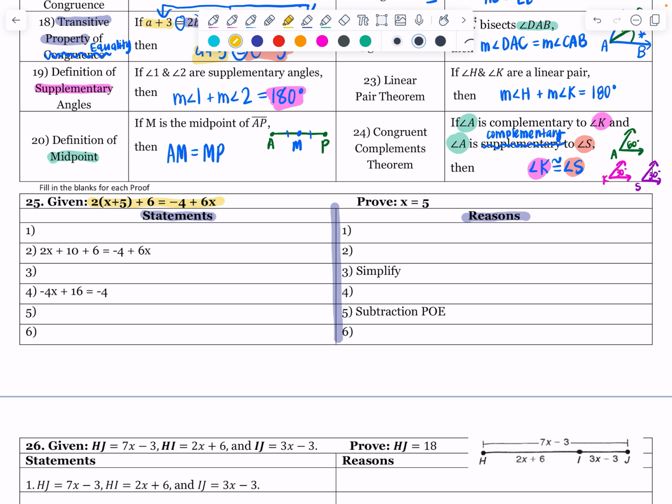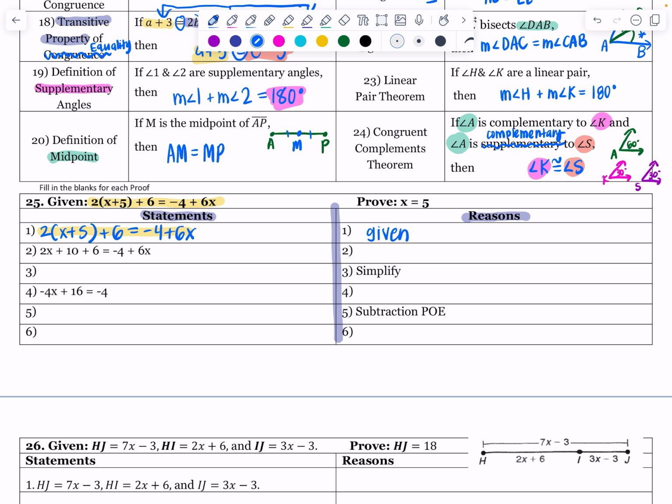You could copy paste this bad boy right here. Boom. What is the problem we are trying to solve? It is going to be 2 times x plus 5. We're just going to copy paste this. Plus 6 equals negative 4 plus 6x. That is what I'm trying to solve. How do I know that? What's the reason for that? Because it was a given. It's a given. Those are free points, y'all.